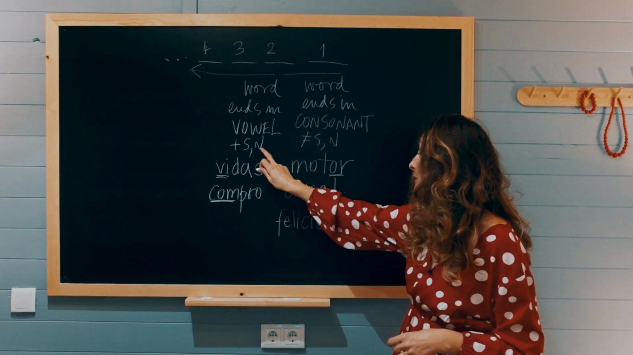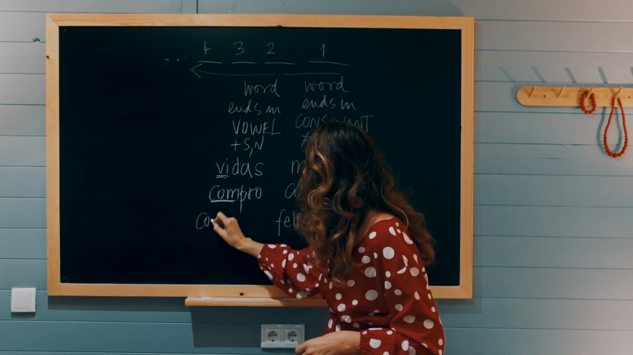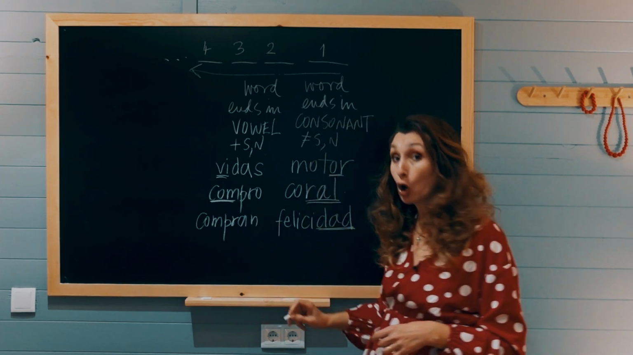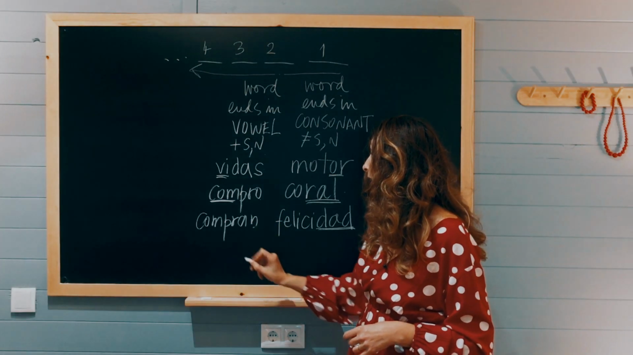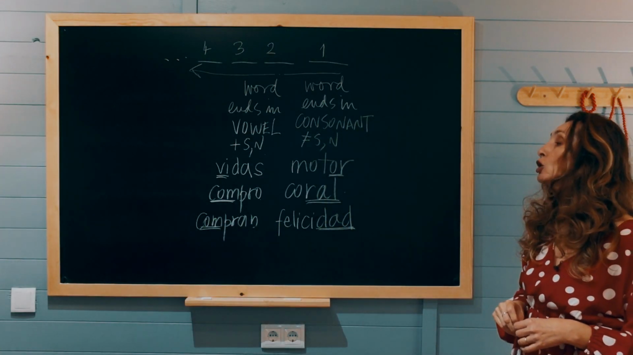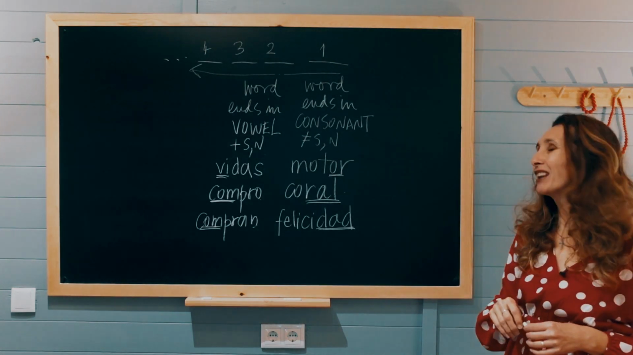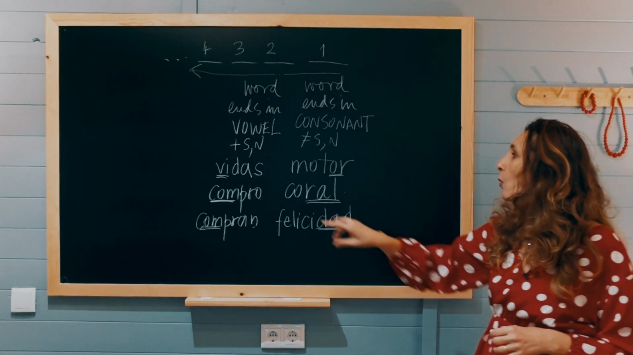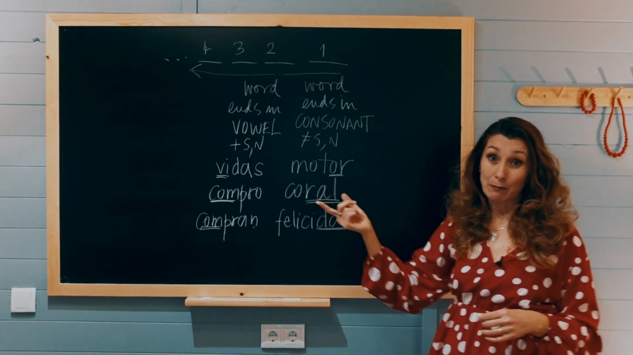Okay, I will give an example where the ending here changes. They buy is compran. We've changed this O for an N, but the accent is still here. Compran, on the penultimate one. Just to help you understand why the S and the N are an exception.